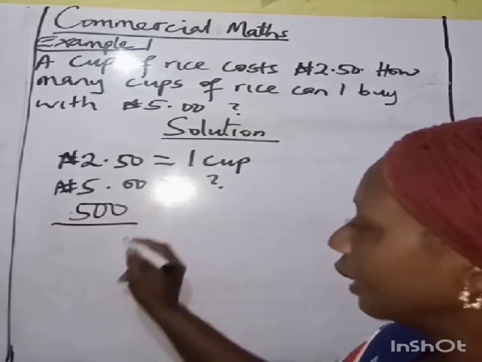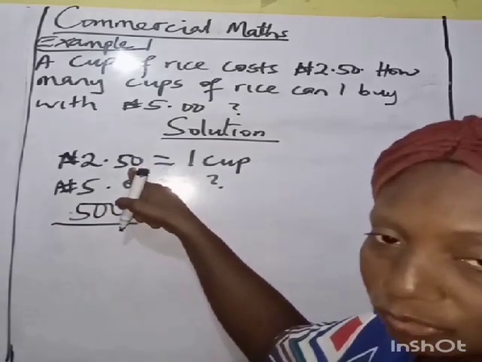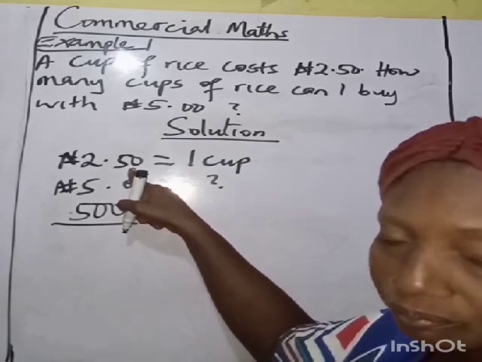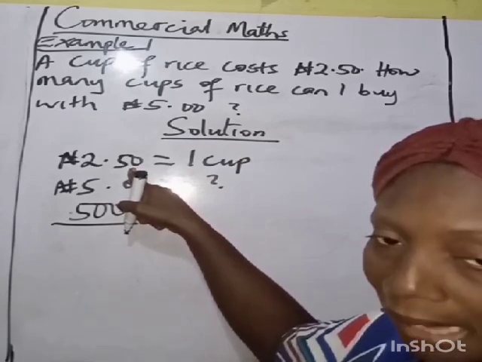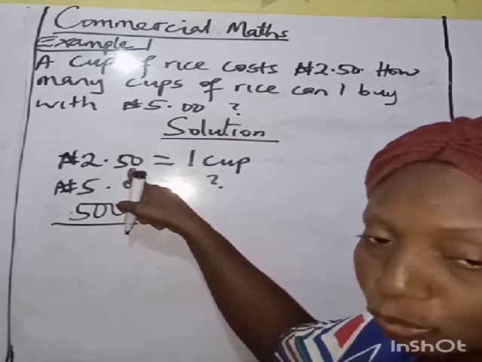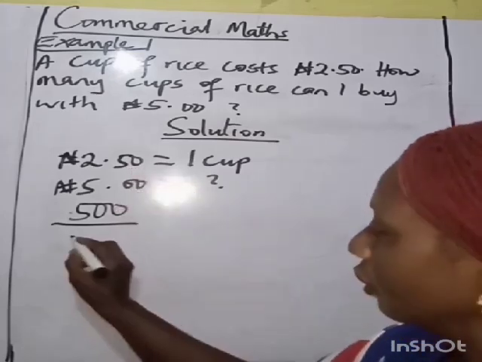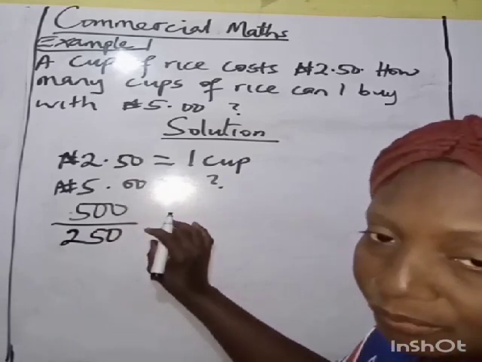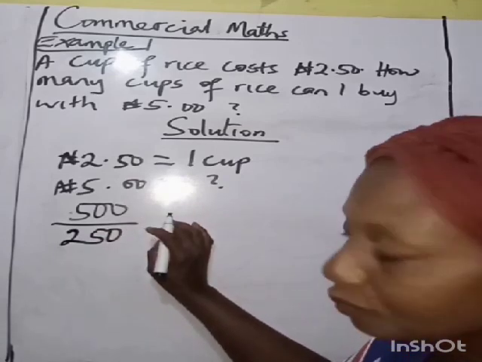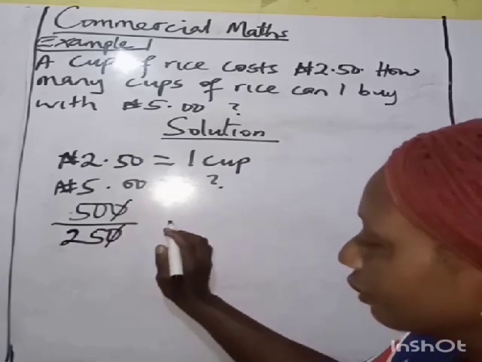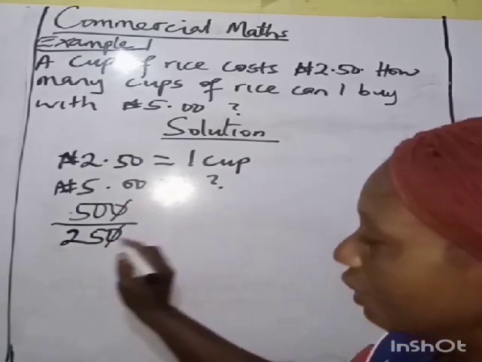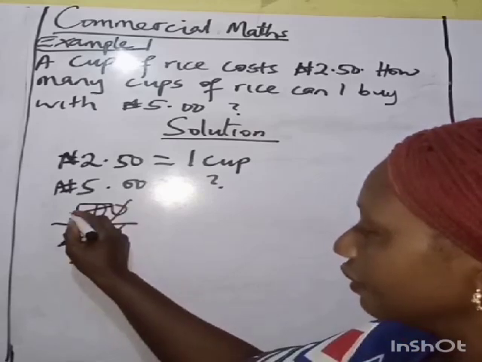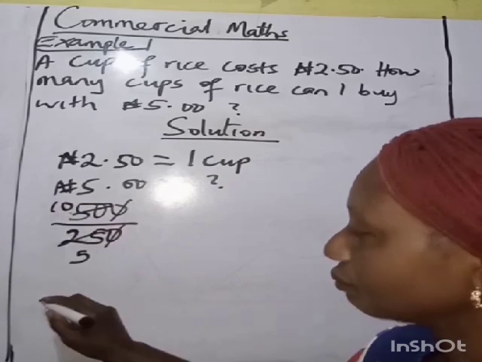500 kobo. Now we come to 2 naira 50 kobo, also change it to kobo. 100 kobo times 2 naira 50 kobo, that will give us 250 kobo. The two of them are now in the same unit. We can now start dividing. Cancel out the zeros. Now use 5 to divide. 5 divide 25 will give us 5. 5 divide 50 will give us 10.